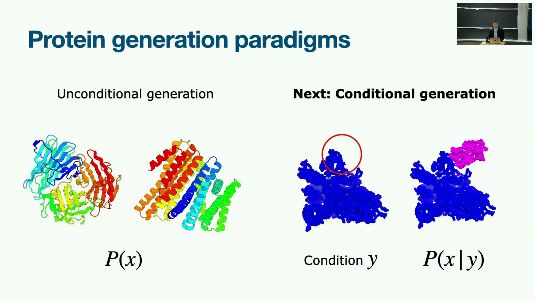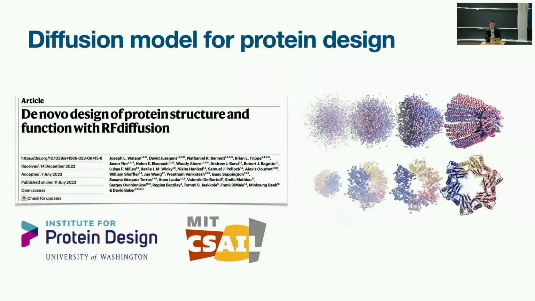Okay, great. So now on to more exciting stuff. We've gone over unconditional generation, but now we want to do conditional generation. This is what people actually care about in protein design. So this is a paper that I collaborated on with the Institute for Protein Design at the University of Washington, published in Nature, that we call RFdiffusion for protein generation.